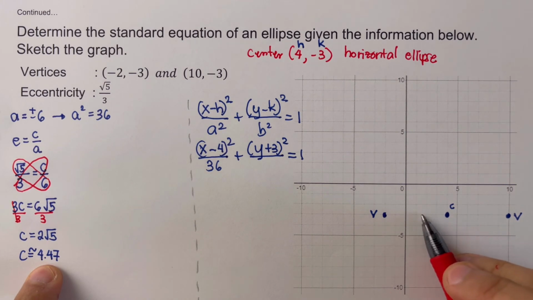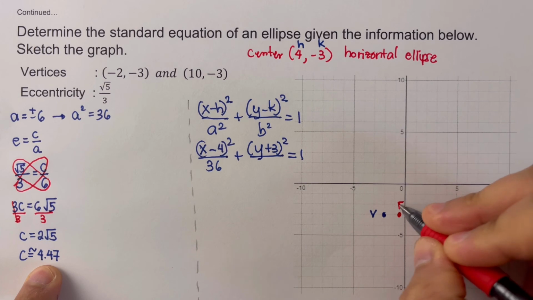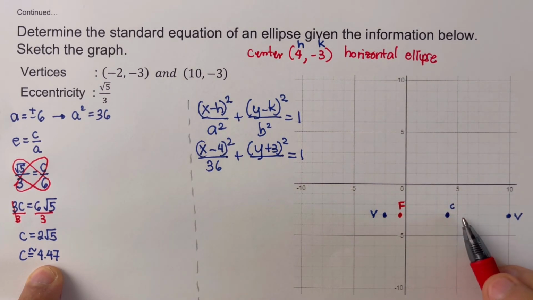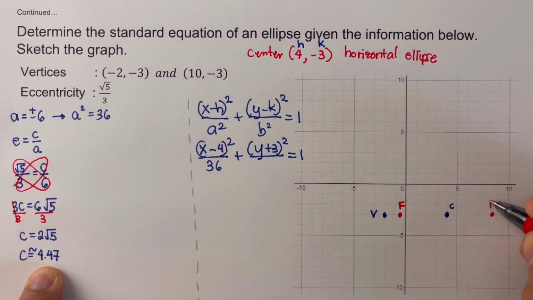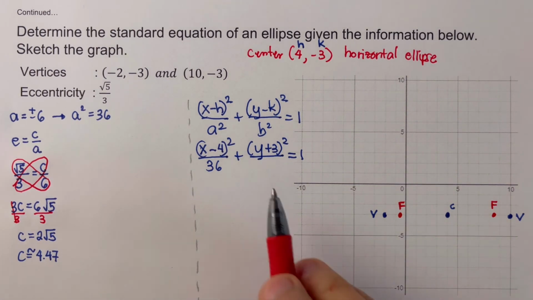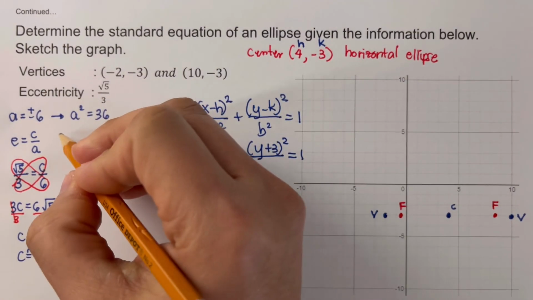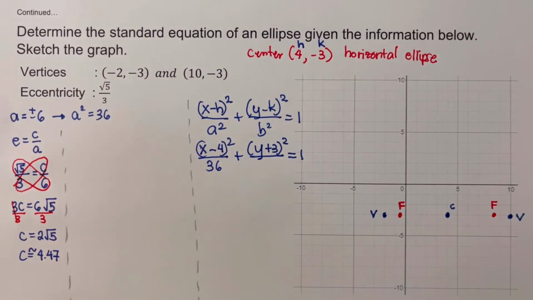So 1, 2, 3, 4.47 should be somewhere around here. That's the first focus, and the other focus would be 4.47 to the right. 1, 2, 3, 4.47. This is the other focus. So we go ahead and determine the b squared from here using the equation c squared equals a squared minus b squared, because we already have the c, we already have the a. So I'm going to go ahead and show the work down here.